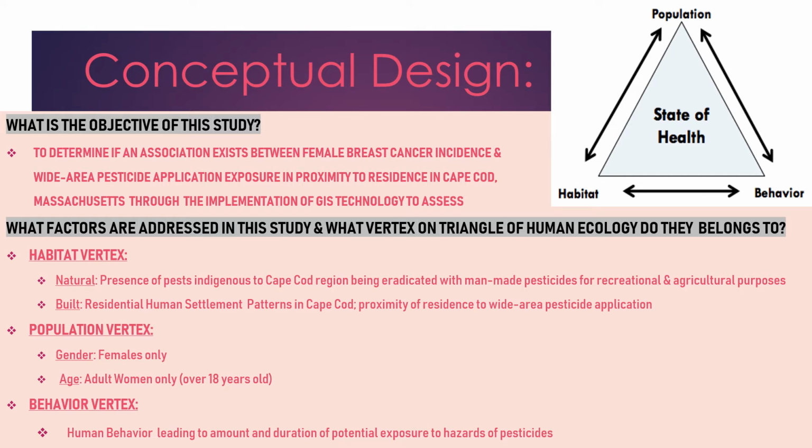Also, with regards to the built sector of the habitat, residential human settlement patterns in Cape Cod and their proximity to these wide area pesticide application regions. There are also some factors within the population vertex that are addressed in this study, such as the fact that all the study cases and controls are female gender only, and they're all above the age of 18 years of age. And there's a slight focus on the behavior vertex as well, considering the human behavior leads to the amount of exposure and the duration of exposure to these hazards of pesticides.